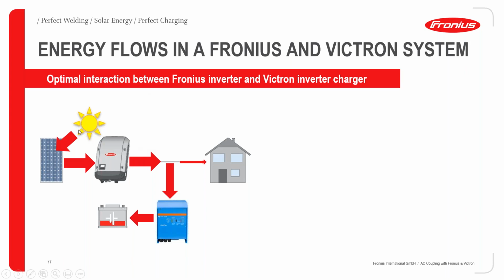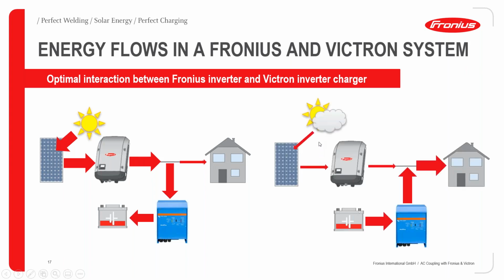We have a case of high irradiation, and this irradiation yields high power generated from the PV generator. This is passed through the PV inverter, the Fronius inverter, which inverts the DC to AC, supplies the load line, and then also supplies the battery via the Victron inverter. So as you can see in this case, once the load line has been supplied with its needed energy, the rest is used to charge the battery.